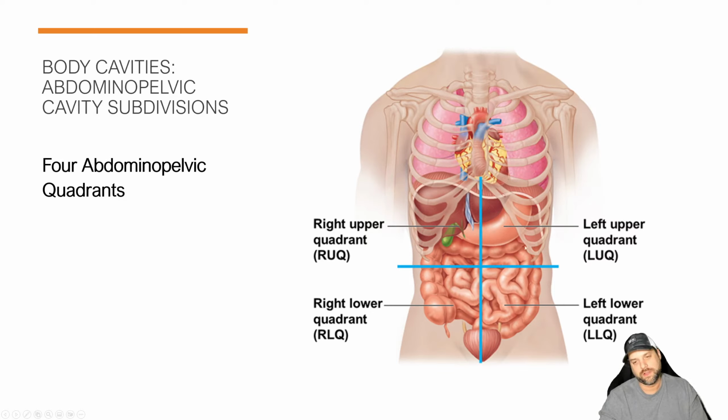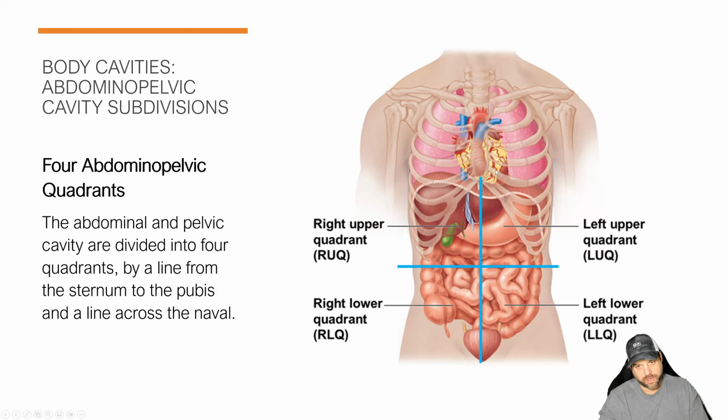The left upper quadrant houses a portion of the stomach. The left lower quadrant houses mostly the small intestine and part of the large intestine, and half of the bladder. The right lower quadrant houses the appendix and the cecum. And the right upper quadrant has the liver, gallbladder, part of the ileum, and also the duodenum.